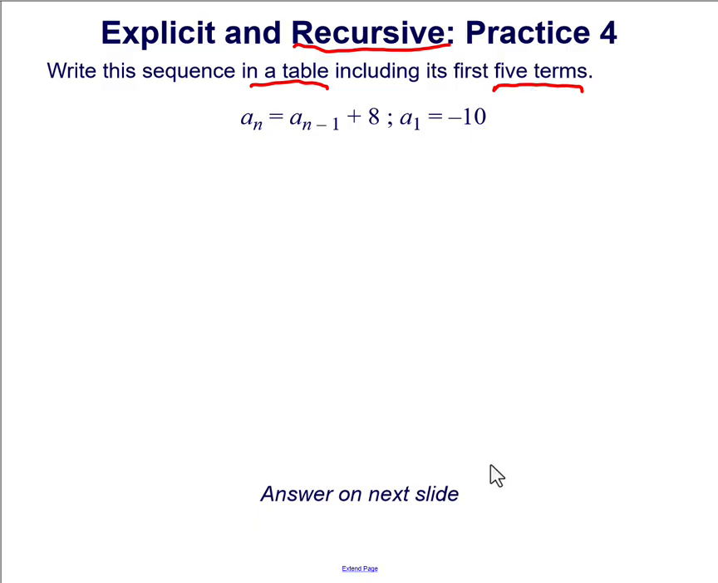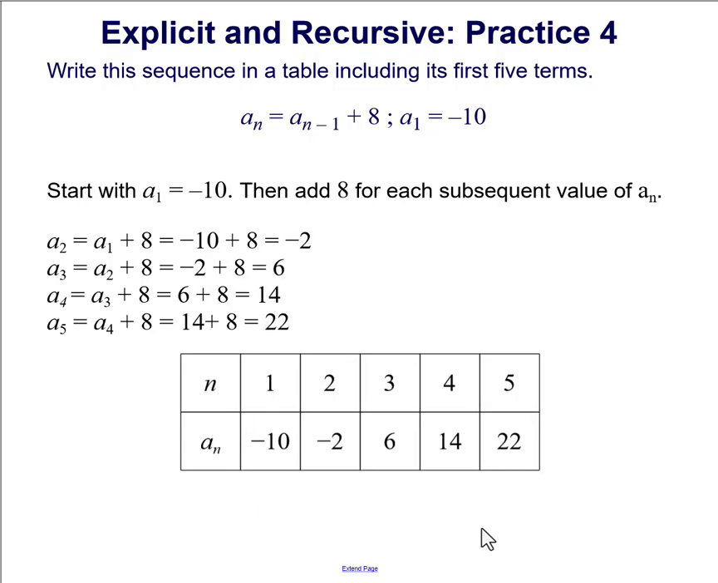And welcome back. Let's see how you did. So let's start with the table first, and I'll work backwards. So we see here that the first term is negative 10, the second term is negative 2, the third term is 6, the fourth term is 14, and the fifth term is 22. How did we calculate that?